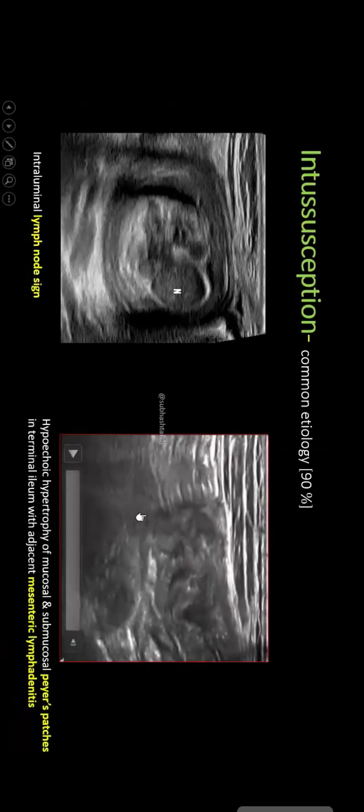In 90% of the cases, the etiology is common, like the lymph node sign and bowel-in-bowel appearance. Most common site is ileocolic. It is seen in the right hypochondrium. The mass is seen in the right hypochondrium. And this is how the etiology happens.